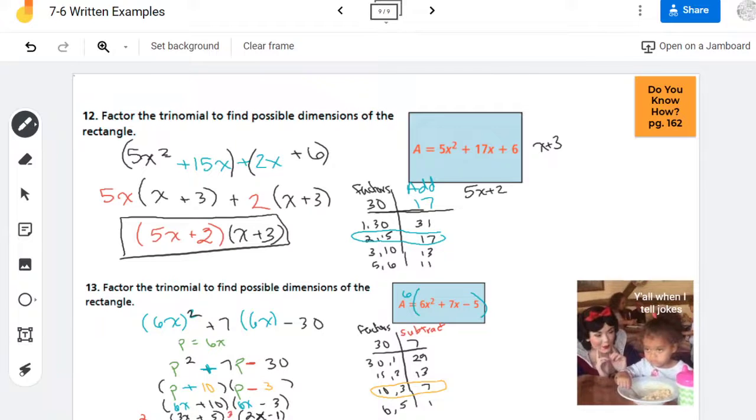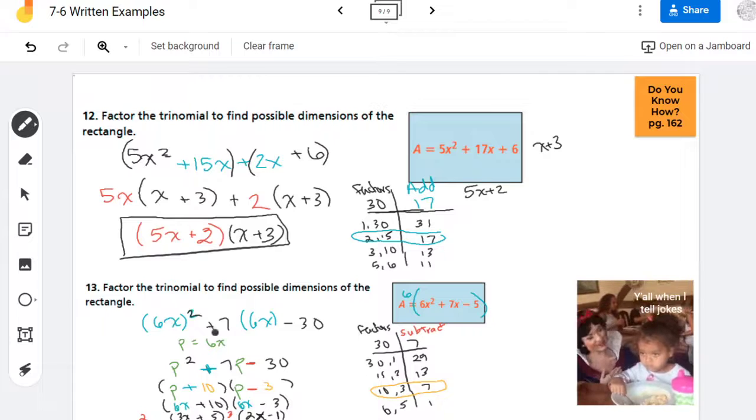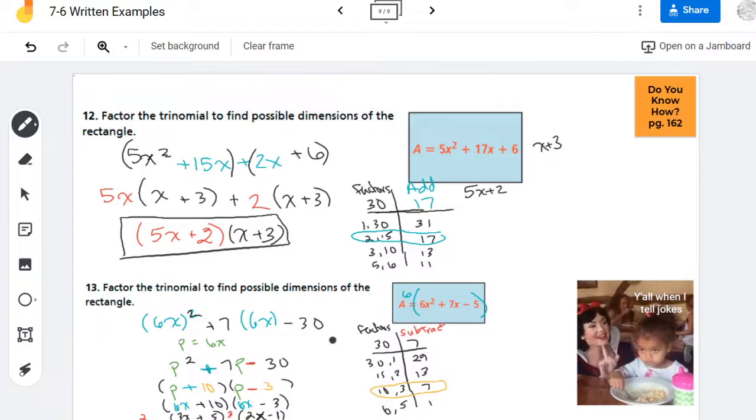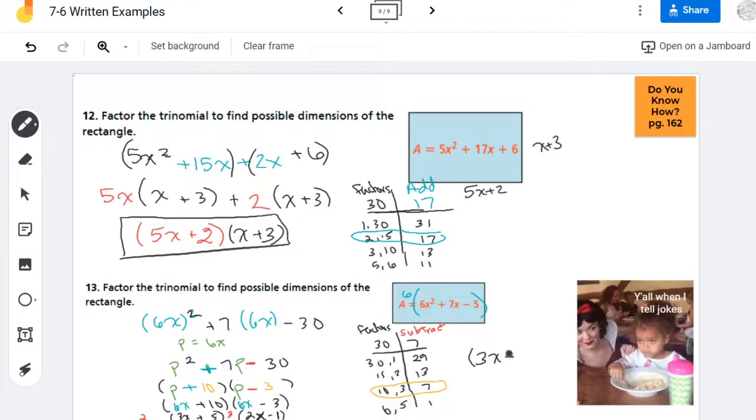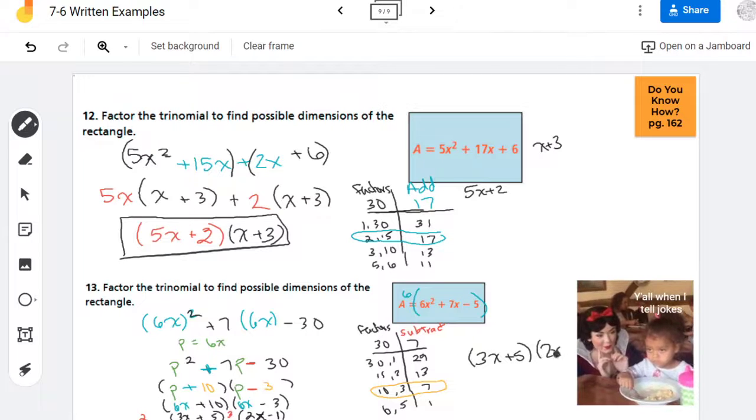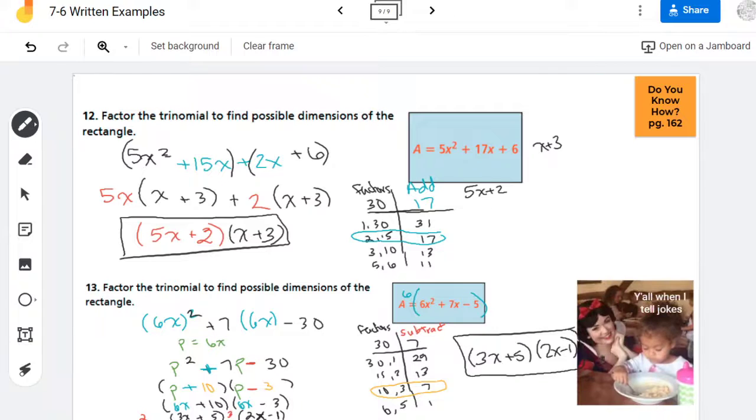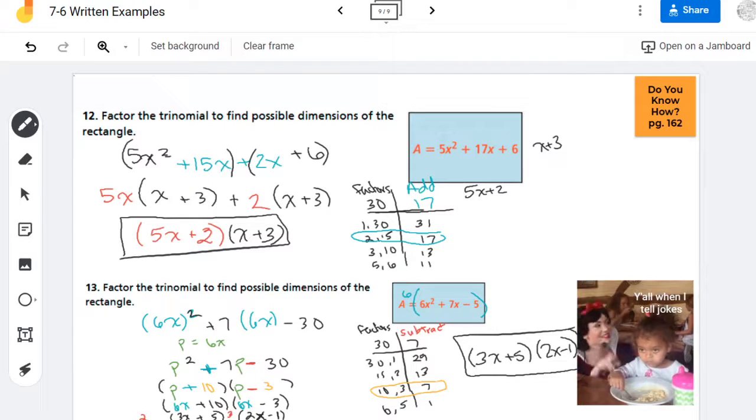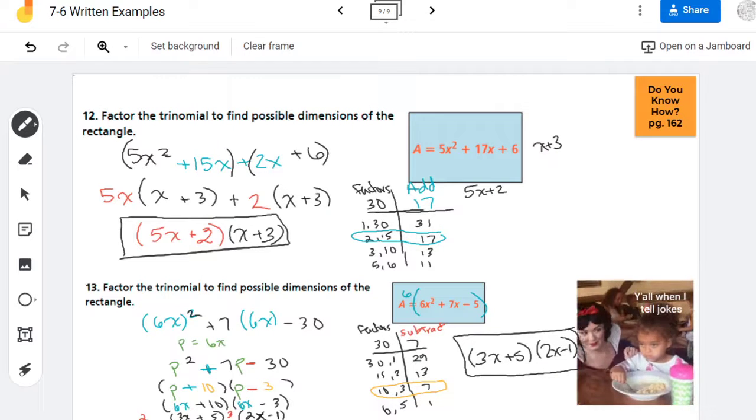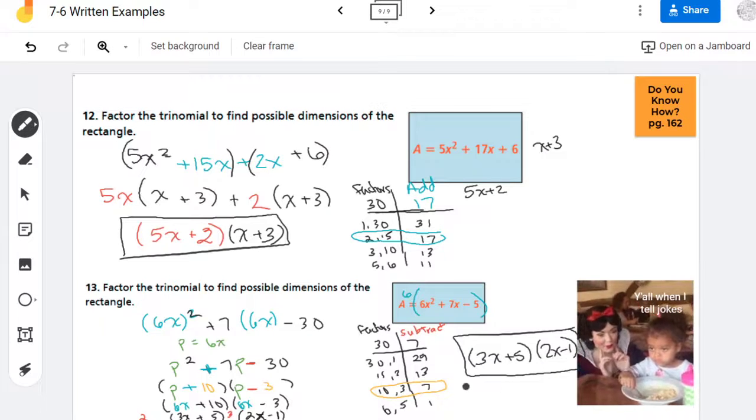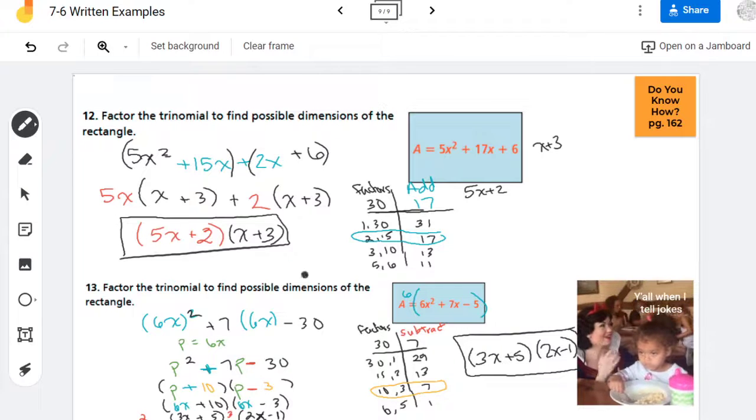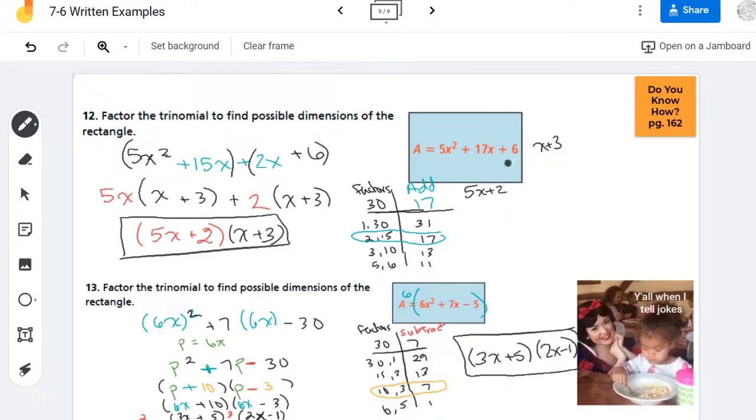Now this GCF is 2 times 3, which is 6. So I'm just going to leave those off for my final solution, because I divide by 6 to get rid of them. So my final solution is 3x plus 5 times 2x minus 1. And remember, you guys can always check yourselves by redistributing to make sure that your answers go back to that original problem.